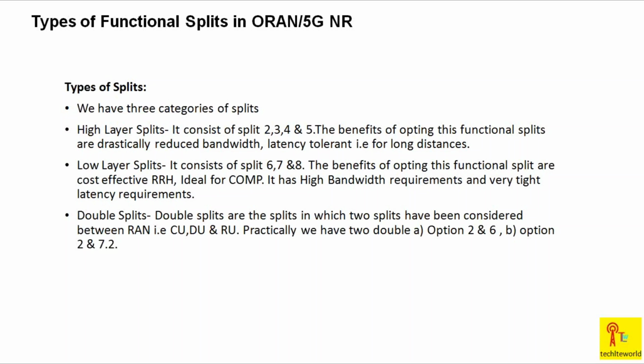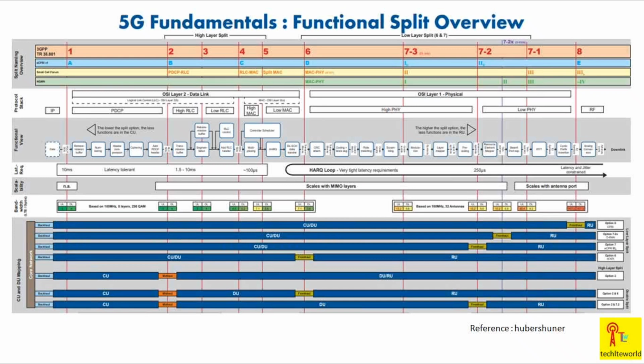So going to the types of functional splits in 5G NR and ORAN, we have eight types of split defined by 3GPP. We have high layer, low layer, and double splits. I'll show the diagram also. Splits 1 to 5 are high layer splits, and 6 to 8 are low layer splits. Then we have two double splits, which are split 2 and 6, and 2 and 7.2. So can you go to the split diagram, Lipu?